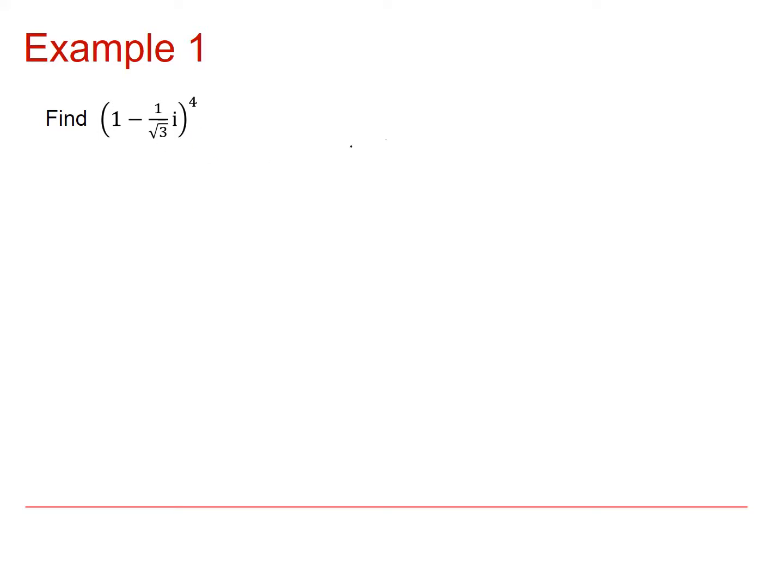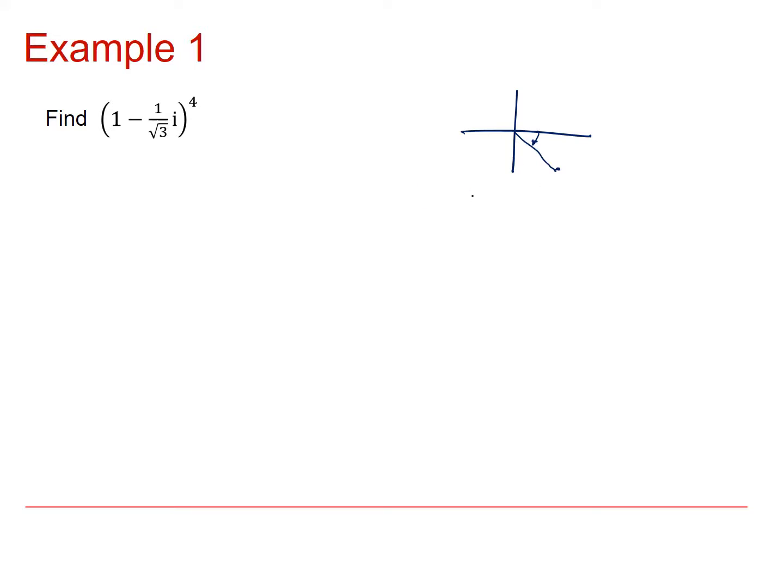So we're going to look at this complex number, and the easiest thing to do with that is to draw a sketch first of all, and it's 1 minus 1 over root 3i, so it's going to be somewhere down here. So it's a fourth quadrant angle that I'm going to be looking for.